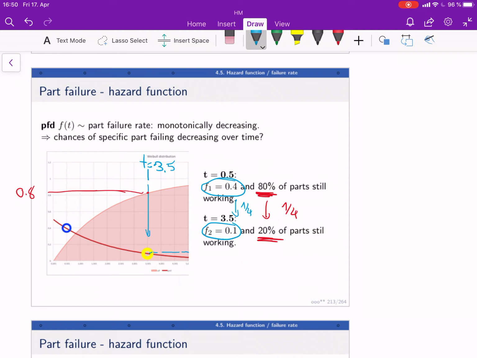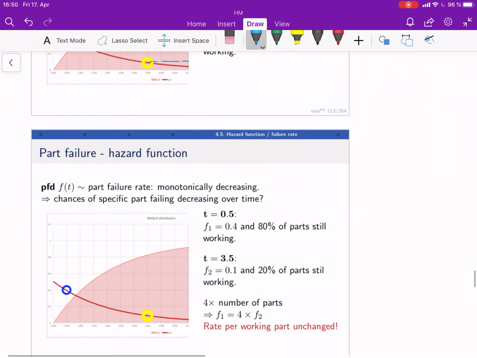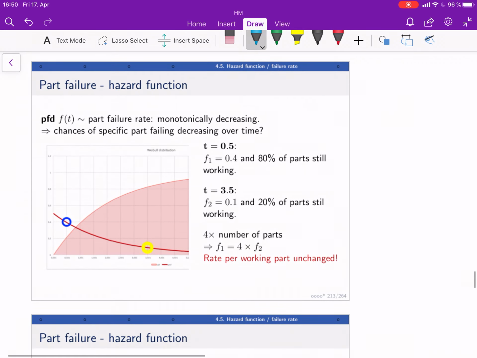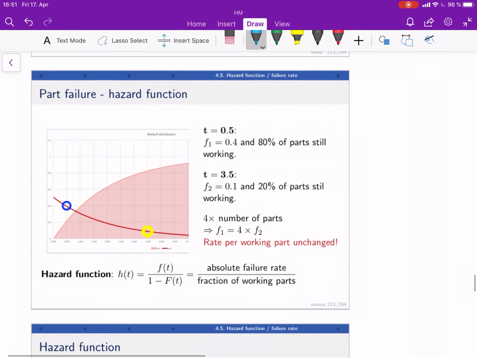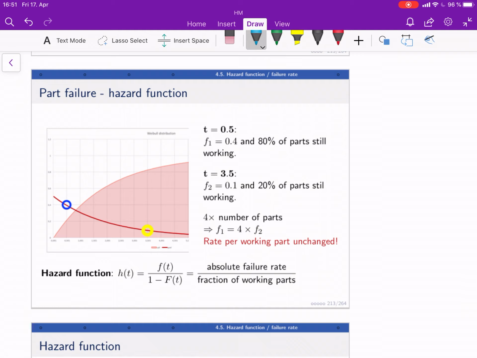And that is sort of the idea of the hazard function. Here it's summarized on this slide. So we've got 4 times the number of parts here in the left one. So that means we also expect 4 times the rate. So the rate per working part is unchanged. So if we sum that all up, we can produce a new thing that's called the hazard function.